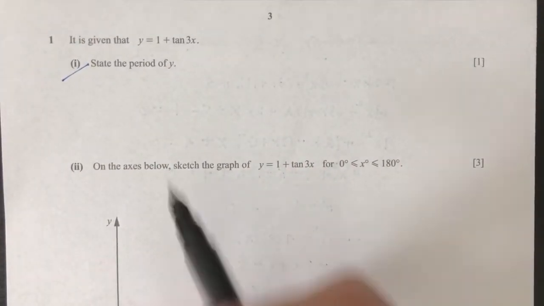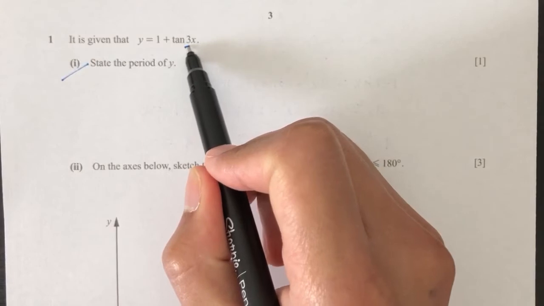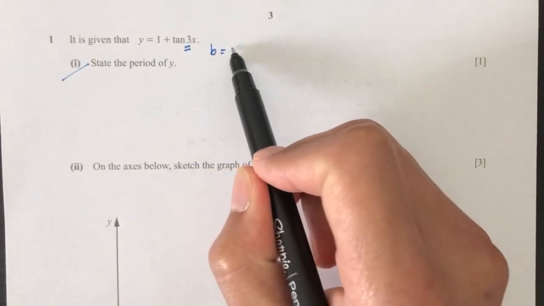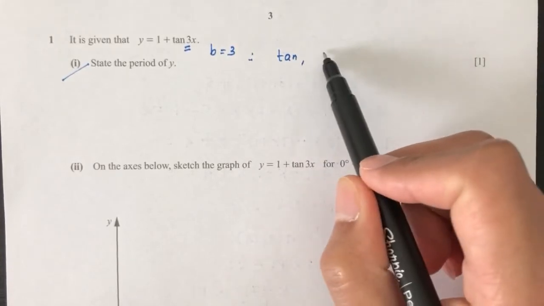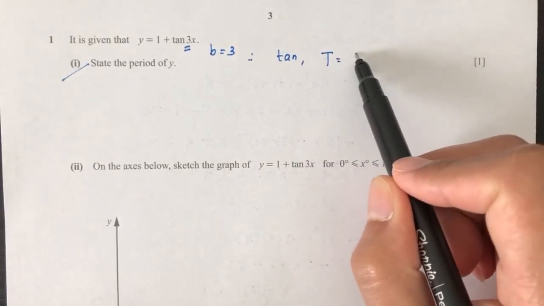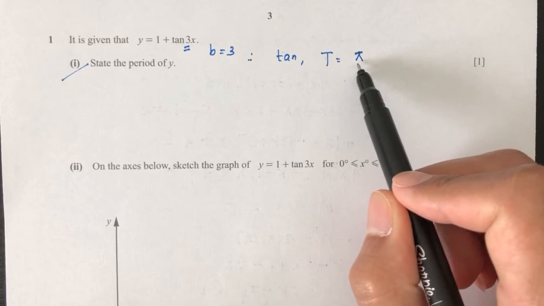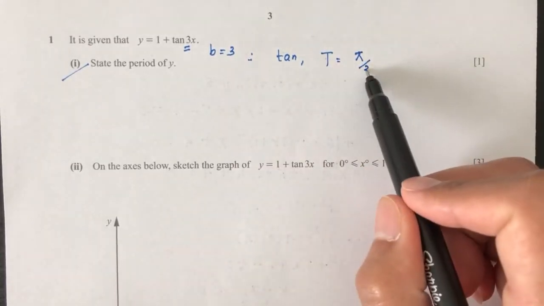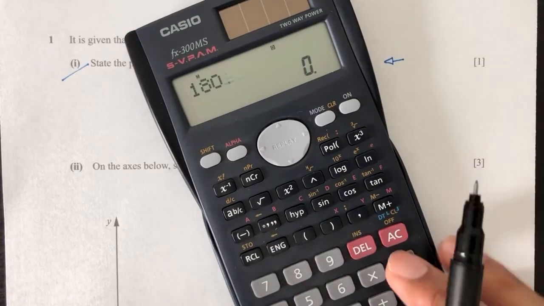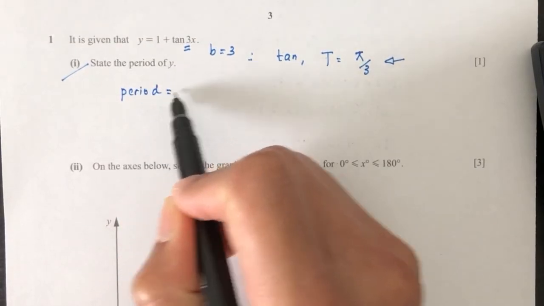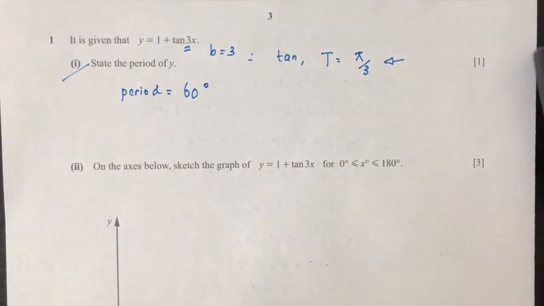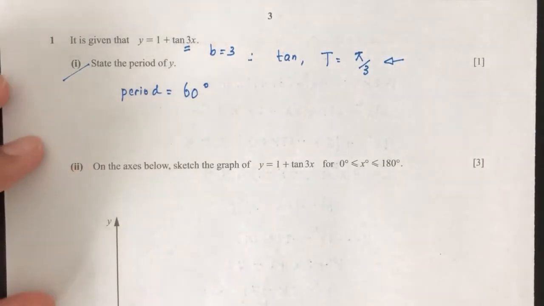So this one is pretty easy. We have to look at this number here. This is b equal to 3. So for tan graphs, we say period T is equal to pi divided by the value of b, which is this. So what is pi? Pi is 180 divided by 3. That will be 60. So period is equal to 60 degrees. That's for the period of y.